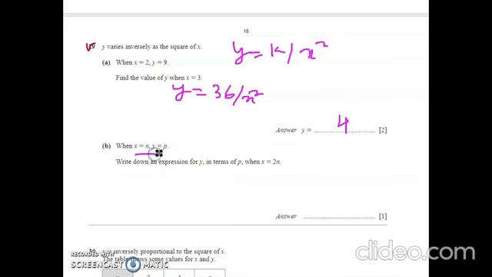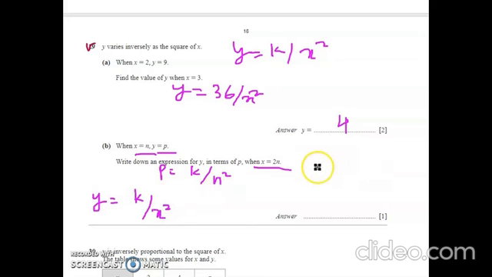Okay, when x is equal to n, y is equal to p. Write down an expression for y in terms of p when x is equal to 2n. Okay. So we know that y varies inversely as the square of x. Now we need to replace that with n and p. So x is n and y is p. So that means p is equal to k over n square. But we have to write an expression for y in terms of p when x is equal to 2n. So now in place of this n, it should be 2n. So y is k upon x square. Okay, let's put 2n over here.